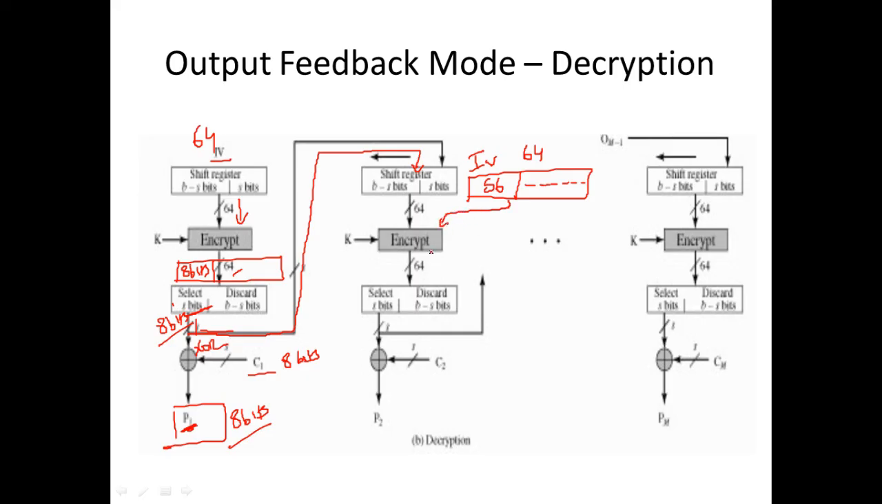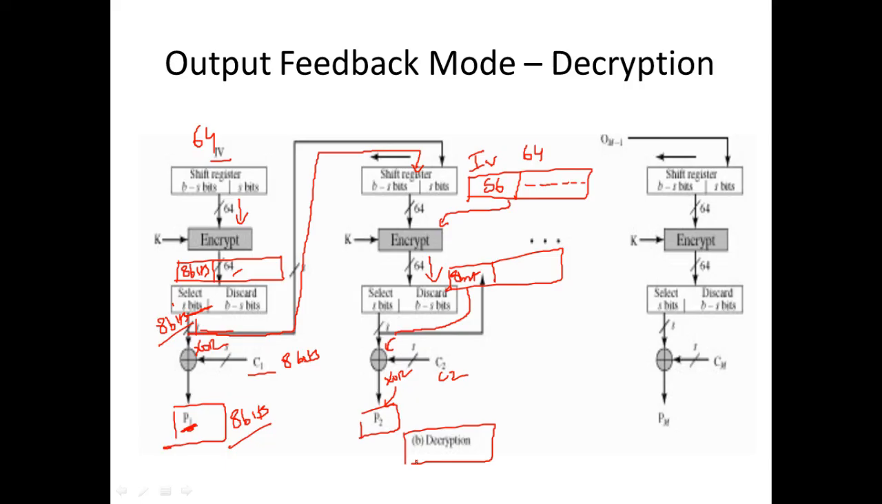We'll feed it to the encryption strategy. We'll get 64 bits as the output. Now out of the 64 bits, take the first 8 bits, and we use those 8 bits. We'll do an XOR of those 8 bits with ciphertext 2 to get plaintext 2. So that's how decryption happens in output feedback mode. I might have been a little fast with decryption in output feedback mode because this is very similar to how it happens in cipher feedback mode.